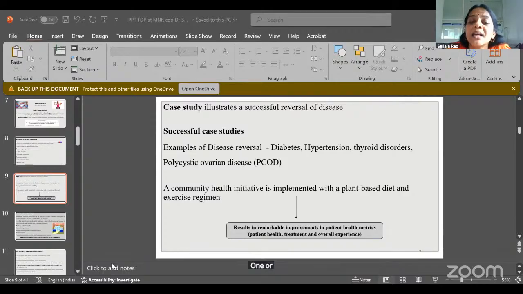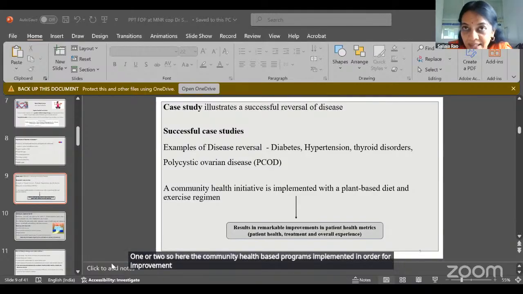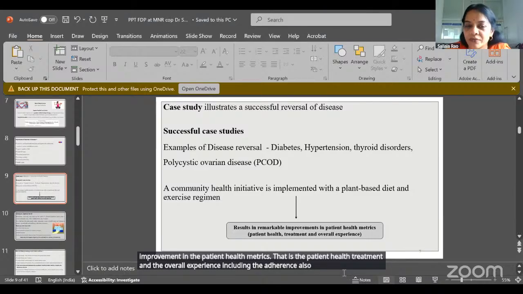So here the community health-based programs are implemented in order to improve patient health metrics. That is the patient health, treatment, and the overall experience, including the adherence also, compliance also, of course. Next slide.